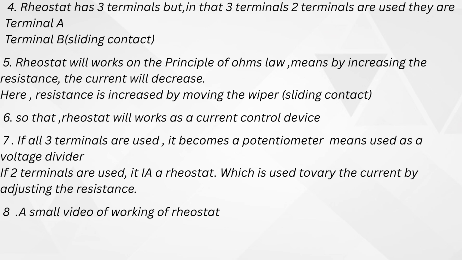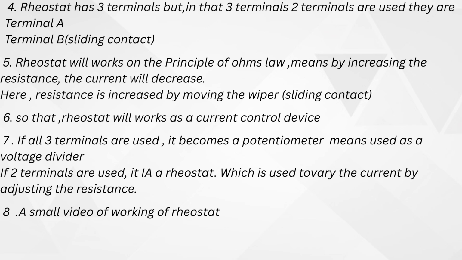When we increase the resistance, the current will decrease. In a rheostat, how is the resistance increased? By using the sliding contact, that is the wiper. By using that device, we increase or decrease the resistance value. Based upon the increase or decrease, the current will be adjusted. If we increase the resistance, the current will decrease. If we decrease the resistance, the current will increase.